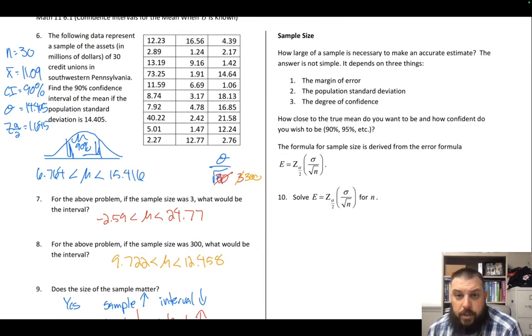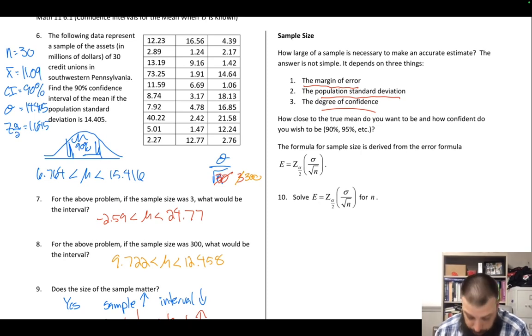And last little concept here, sample size. How large of a sample is necessary to make an accurate estimate? The answer is not simple. It depends on three things: margin of error, population standard deviation, and then degree of confidence. So how close to the true mean do you want to be, and how confident do you wish to be, right? That varies. So we have a formula for sample size that's derived from the error formula.